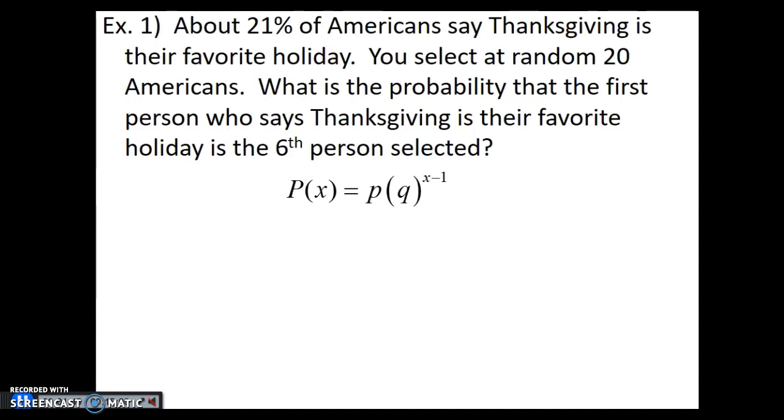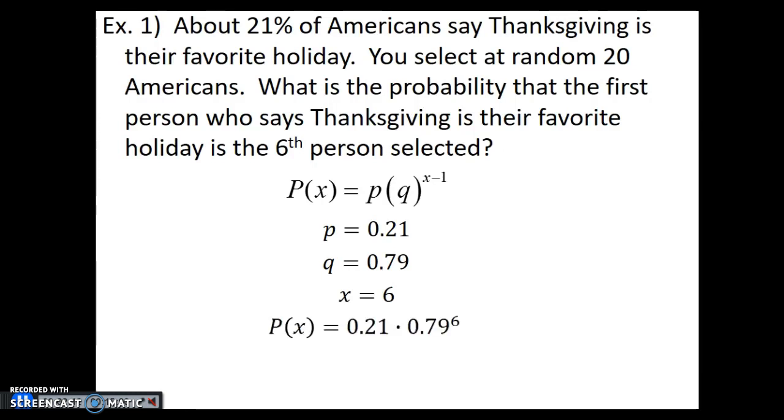In this case, the probability of success would be 0.21, 21%, say Thanksgiving. So you could put 21 out of 100, or you could say 0.21. But if that's your probability of finding somebody who says Thanksgiving, the complement of that is the probability that they don't say Thanksgiving, so 79%. We are going to use an x value of 6 because we want the 6th person to be our success.